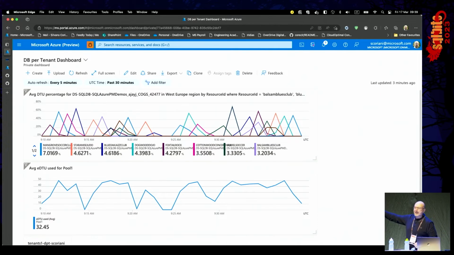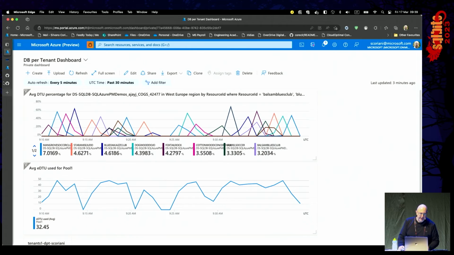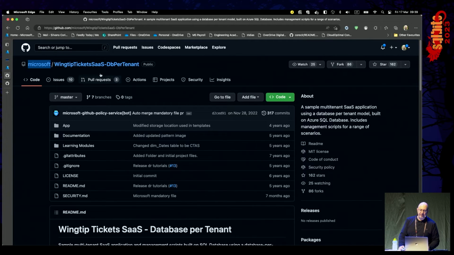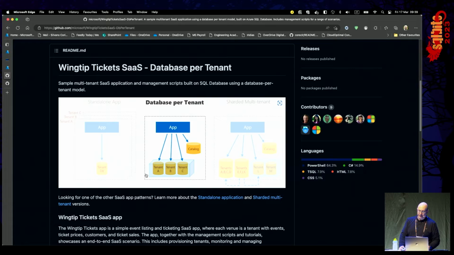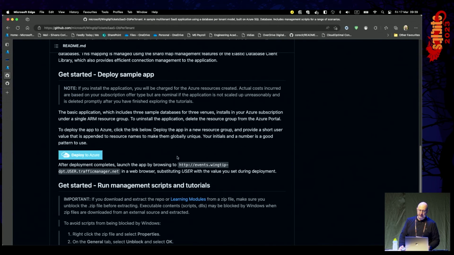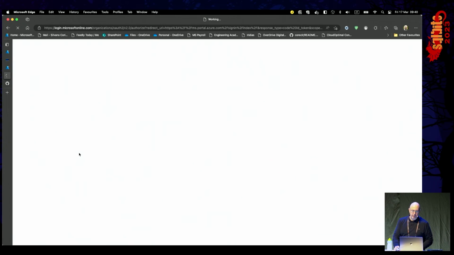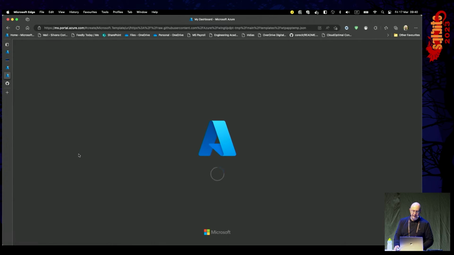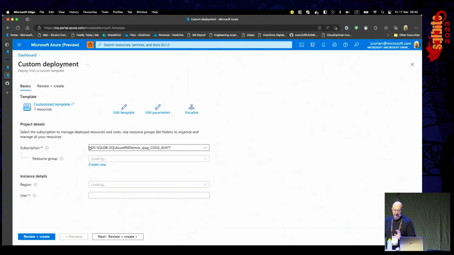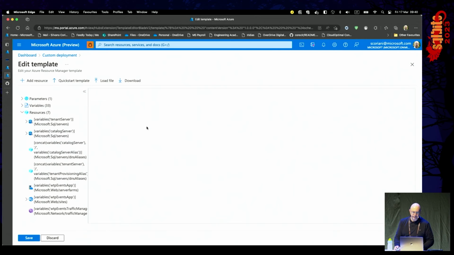capabilities. So this is a dashboard representing a database per tenant deployment. You can get that deployment from GitHub. As I was saying, there is this Wingtip Tickets SaaS database per tenant repo, where again, this pattern is represented. You have a deploy to Azure button here. You click on this, and in like 5 minutes, I'm going to just show you the template here, which is deploying everything.